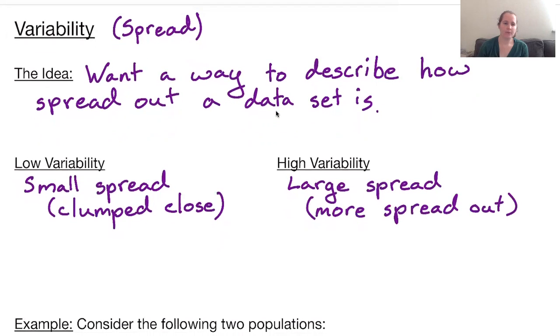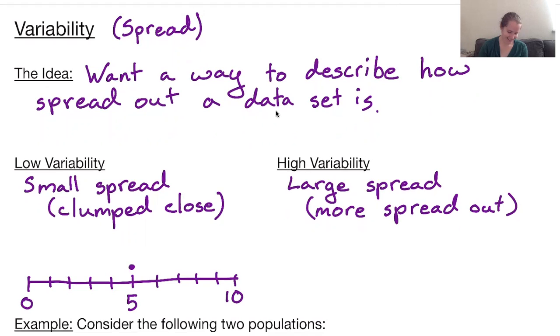So for example, we could just make a quick dot plot. Let's go from 0 to 10. 5 in the middle. Let's say that we have our data centered around the 5. And overall, the data is all fairly clumped together between 3 and 7, all around that 5.